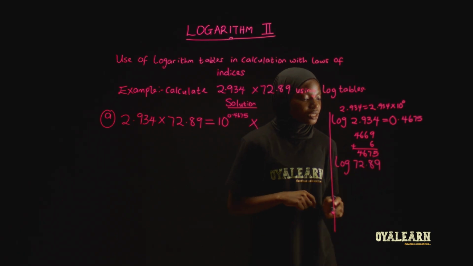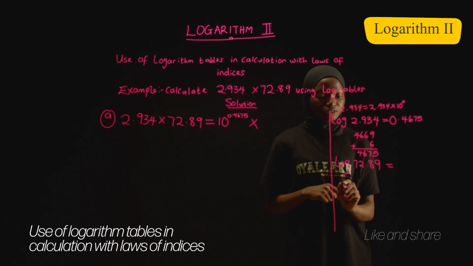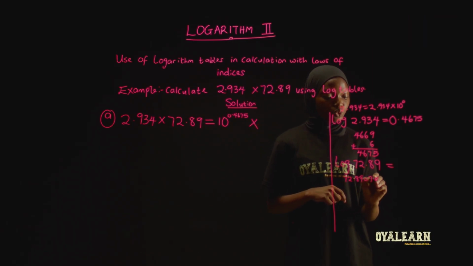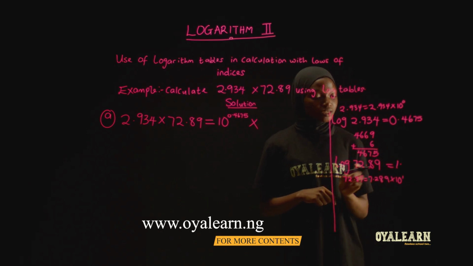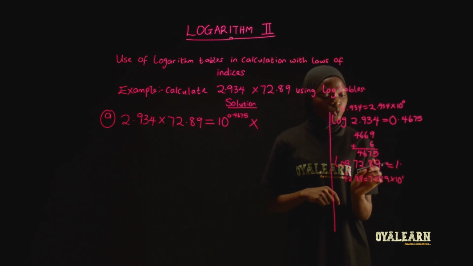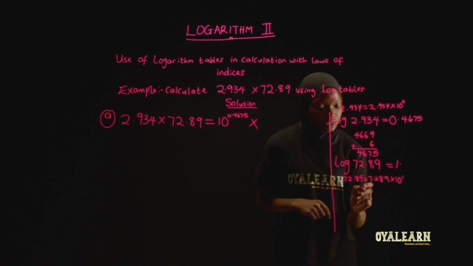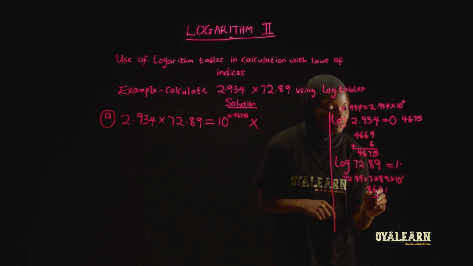72.89. Now same thing here. Let's express 72.89 in standard form. That's going to give us 7.289 times 10 raised to the power of 1. So this one becomes our integer for the logarithm. So we have 1 point. Now we check the logarithm table. 72 under 8, difference 9. 72 under 8 will be having 0.8621. Difference 9 will be having 5.